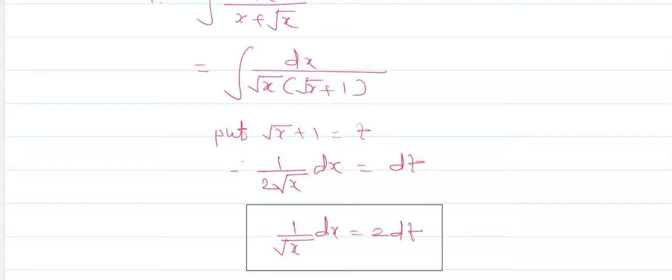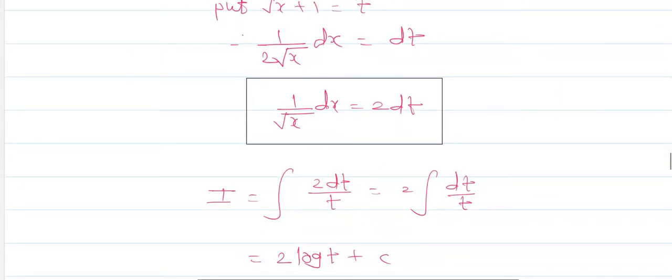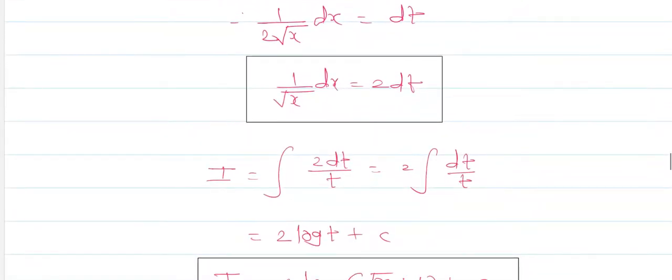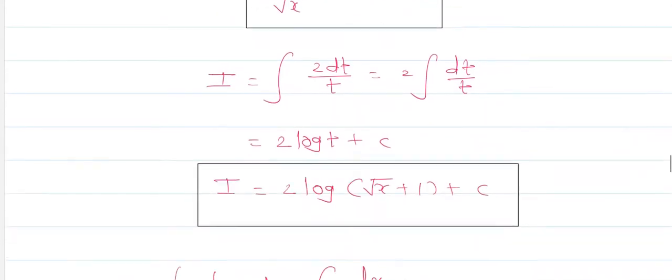Now this same value, instead of dx upon root x, we will write 2 dt, and therefore we write here 2 dt upon t. Now see this here, integral 2 dt upon t, and what is the t? t is root x plus 1. Take 2 as a common, and then integral dt upon t. But what is the integral of 1 upon x into dx? It is log of x. In the same way, that is 2 log of t plus c.